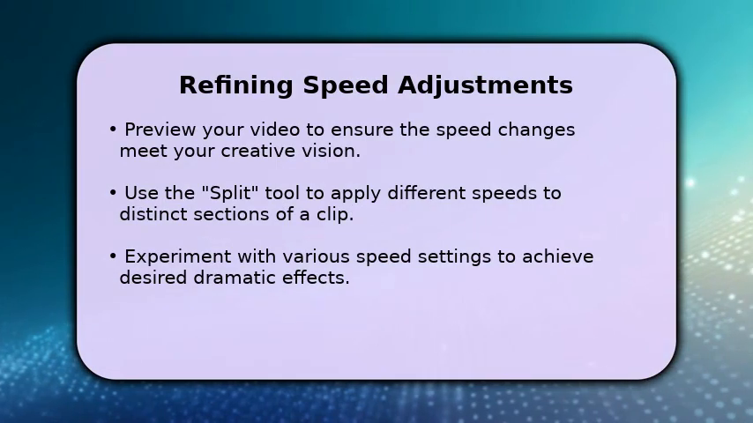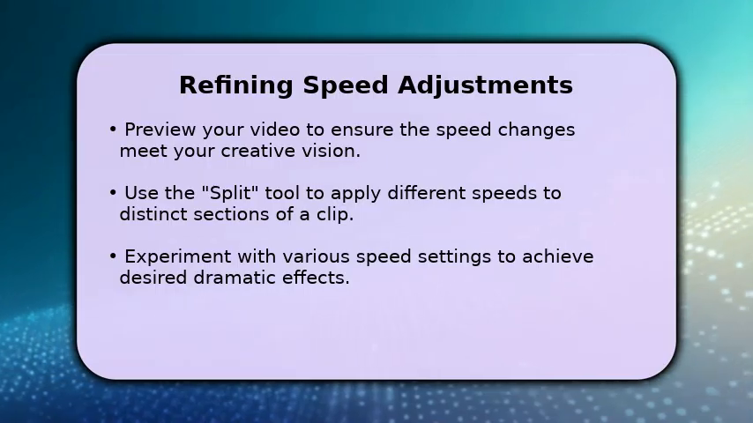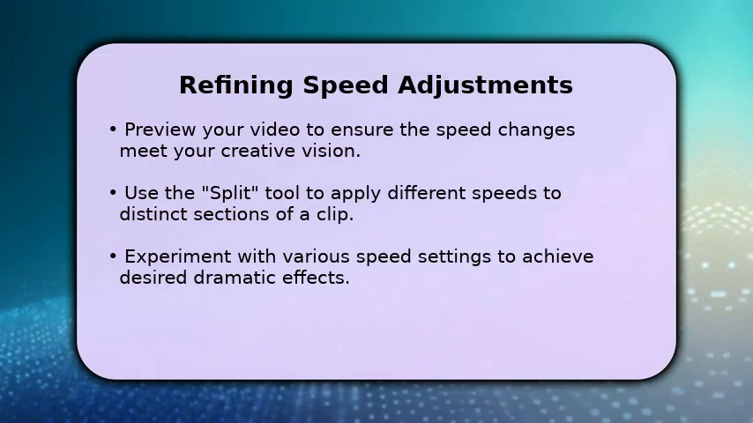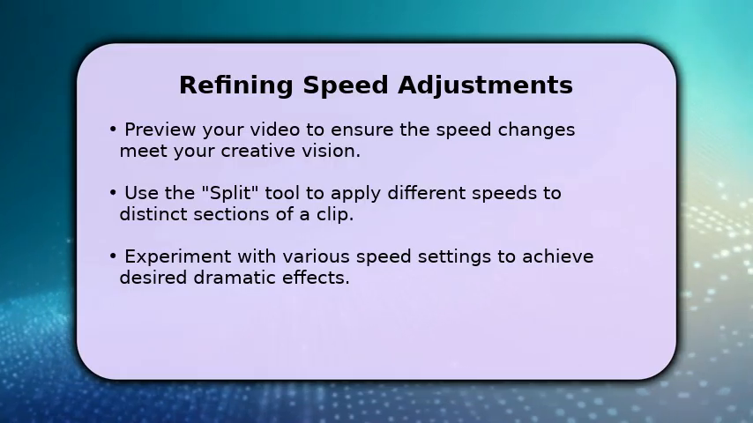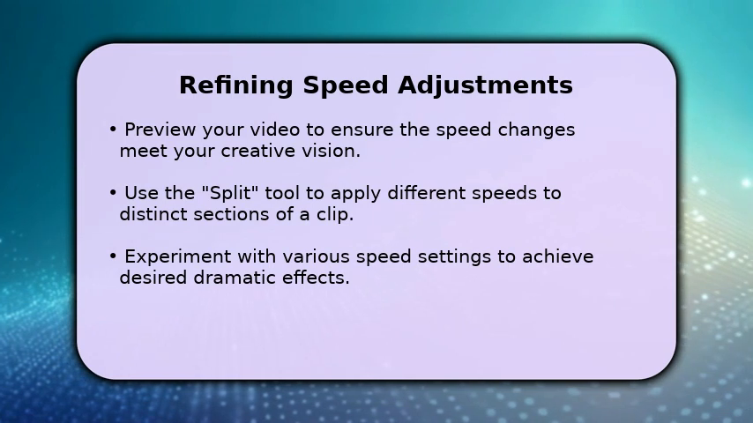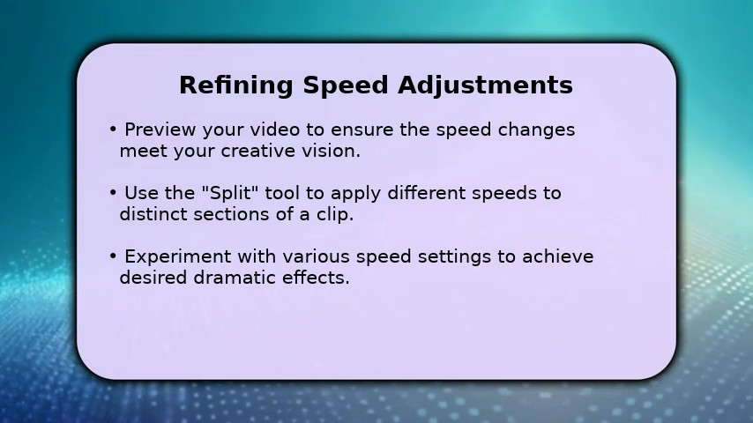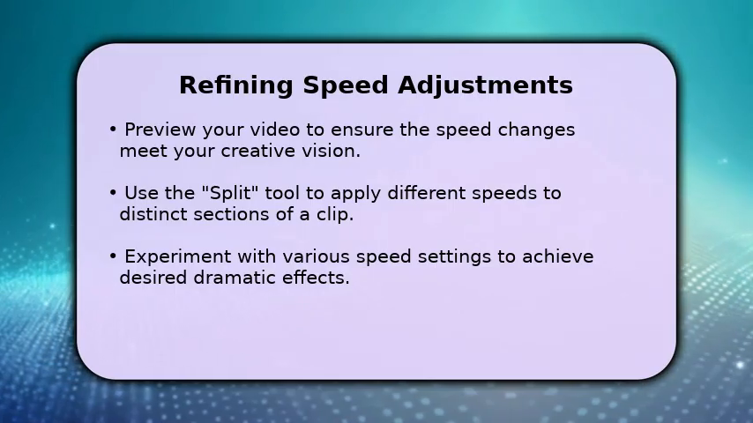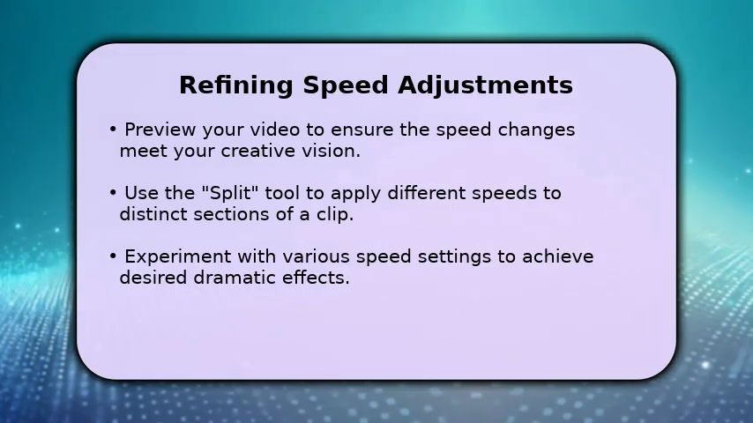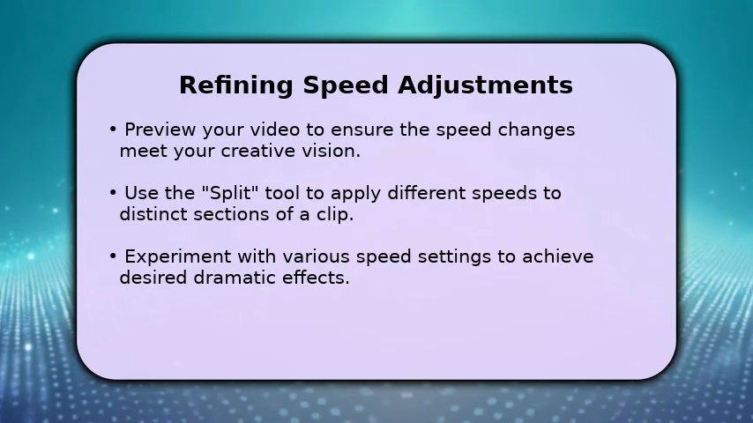After making your speed adjustments, always preview your video to ensure everything looks just right. If you want different speeds within a single clip, simply use the Split tool to divide it into multiple sections, then apply unique speed settings to each. Don't be afraid to experiment with both normal and curve speed options to achieve the perfect dramatic or comedic effect. Once you're happy with your edits, export your finished video to share your creative work.